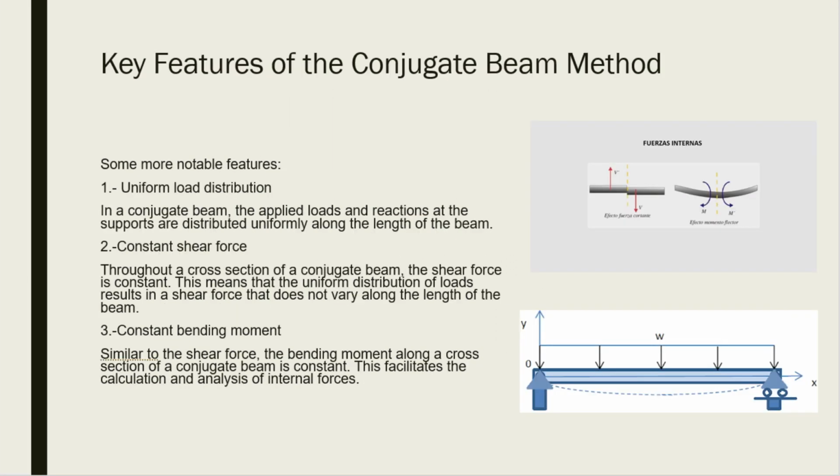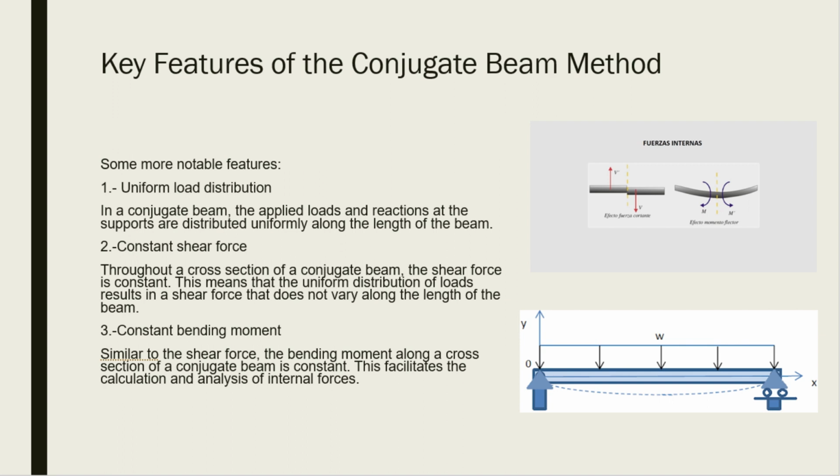Key features of the conjugate beam method. Some more notable features. 1. Uniform load distribution. In a conjugate beam, the applied loads and reactions at the supports are distributed uniformly along the length of the beam.